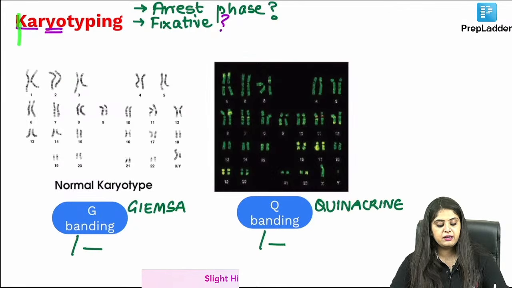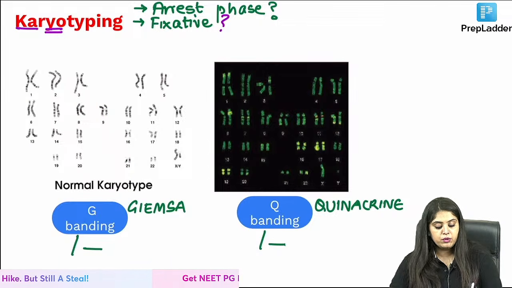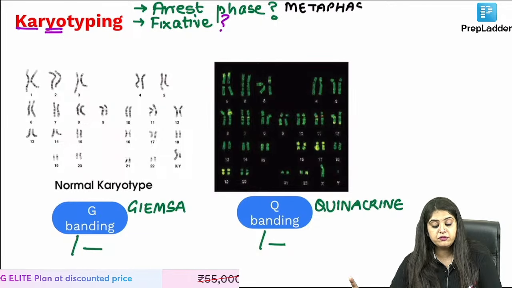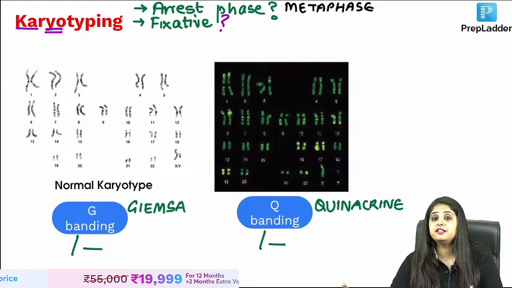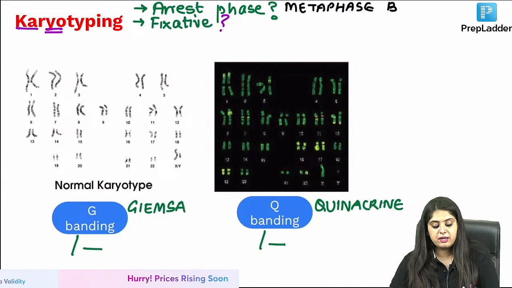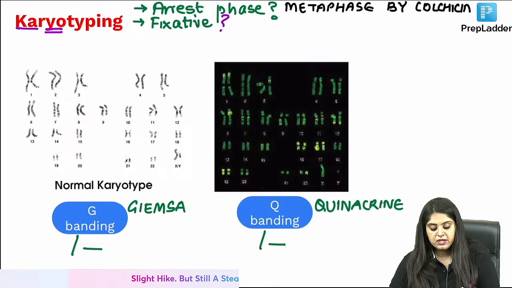So what technique is it? Tell me all karyotyping questions. Ma'am, this is a karyotype technique. If you want to arrest in a karyotype, you are going to arrest it in metaphase. I hope you've not forgotten that in FISH, I was arresting the cells in interphase. In karyotyping, I am arresting the cells in metaphase. By which chemical? I am doing it by colchicine, right? I am doing it by colchicine.